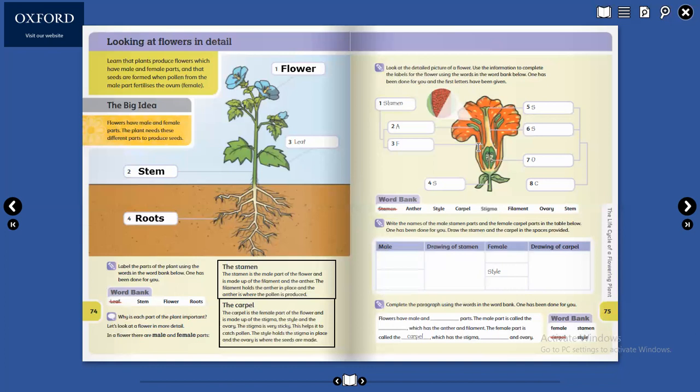So here we have number one, which is stamen. Number two, these are stamen parts. Number two is starting with A, so it means it is anther. Anther. You will write and complete this. Okay, next. Filament. That is filament.